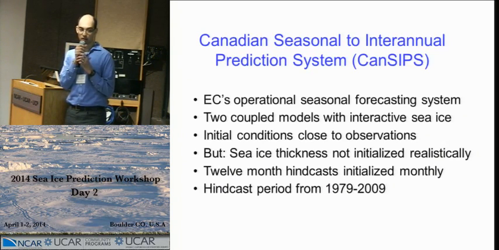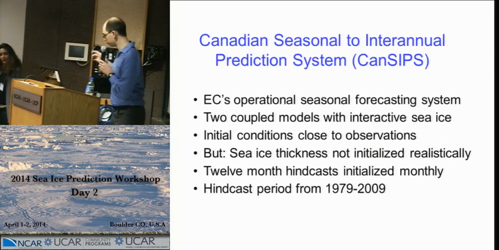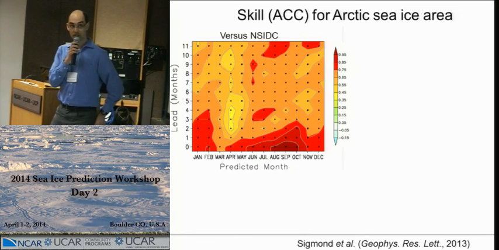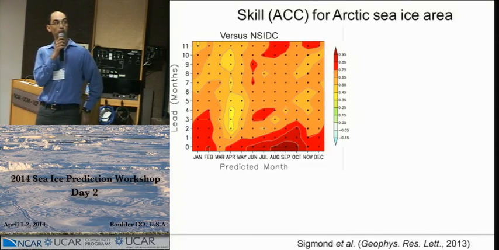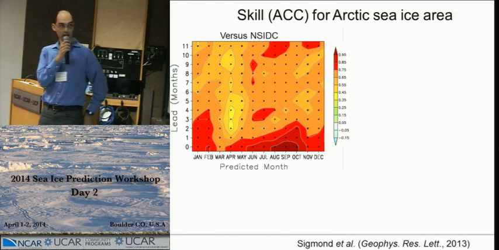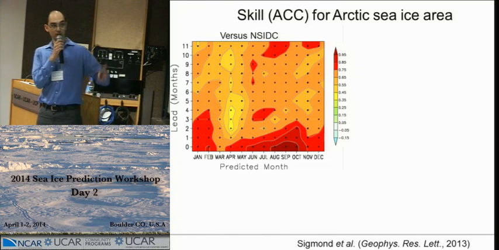initialized every month, and this is our Nowcast period. So this is a plot that Ed showed yesterday. This is the skill that we get for forecasting the total anomalies as a function of predicted month and lead time. And the dots are statistically significant, so you see a lot of dots.